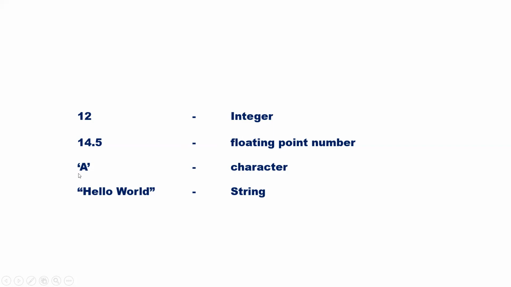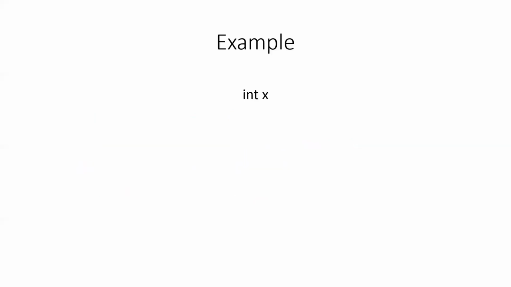If you store a value in single quotes, it is a character. If you are storing a sequence of characters within double quotes, then it is the string data type. Likewise, we will be handling different types of data. The data type specifies the type of data that we store in a variable. For example, if you declare a variable x with data type int, that means x is a variable that can store integer values or whole numbers.